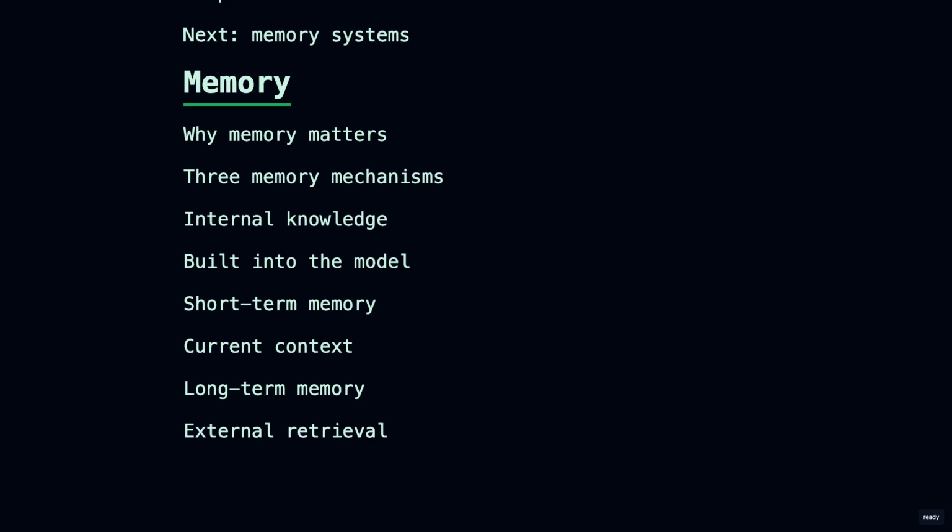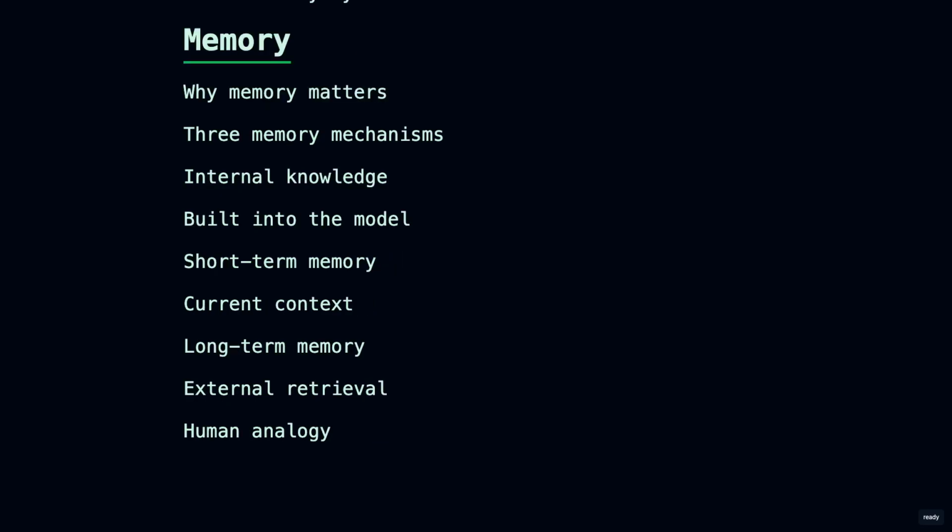Unlike internal knowledge, long-term memory can be updated or deleted without changing the model itself. That makes it flexible when information changes over time. A good analogy is human memory. Some facts are built in, some are held in your immediate attention, and some live outside your head in notes, books, and computers.